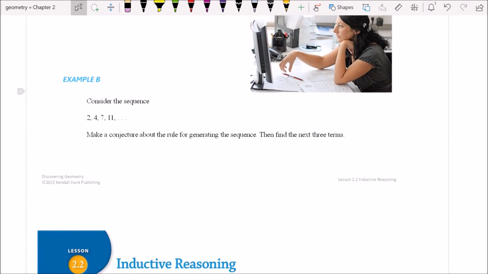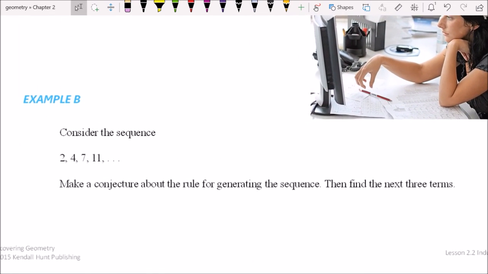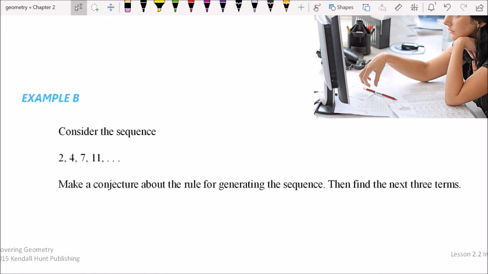Let's do one more example. Here's a sequence. And I'd like you to make a conjecture about what you think the pattern is. And when you think you know the pattern, then write down the next 3 terms. Please pause the video so you can try this. When you hit play, I'm going to explain how to do it.